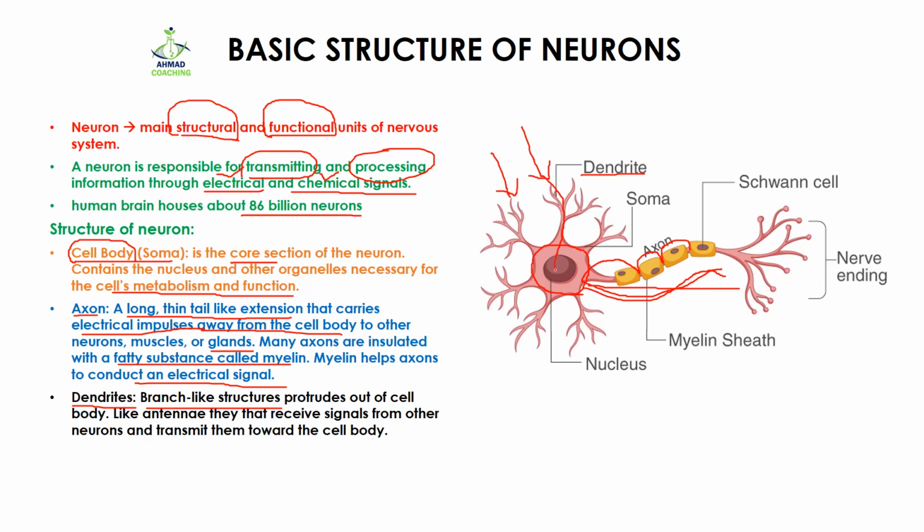From the cell body, the signals move away through the axons. So these are the three basic structures of neurons: cell body, dendrites and axons. Dendrites get the signals just like an antenna, and then transmit the signals to the cell body. In the cell body, the signals are processed and then passed to the axon so that they can be carried to other neurons, muscles or glands where the signals are needed.